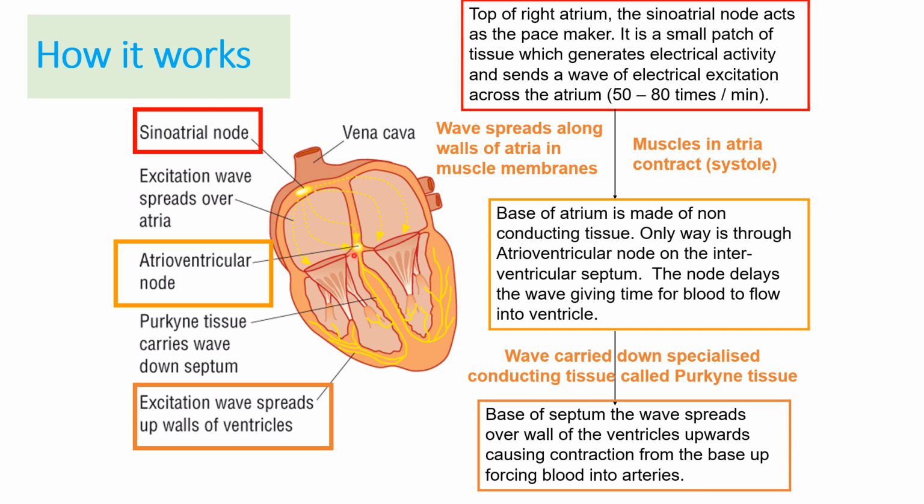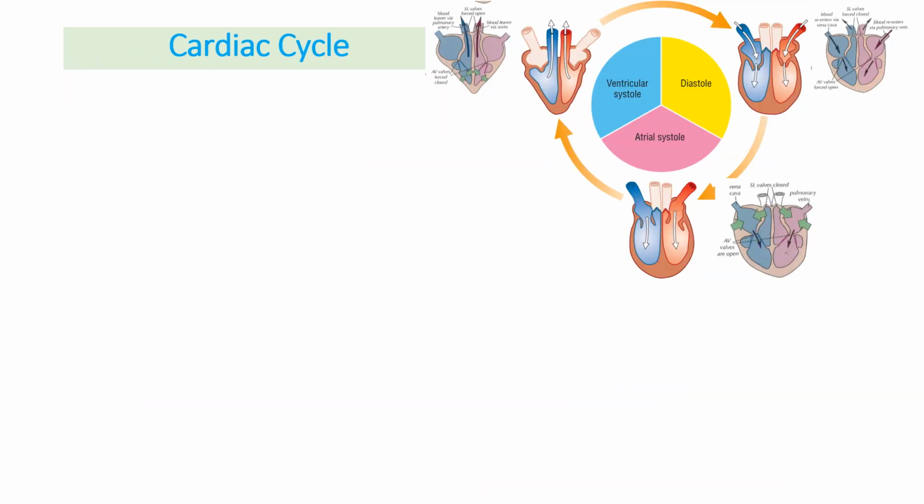This then has a delay which allows blood to empty from the atria into the ventricles before sending the electrical activity down the septum of the heart, down a specialized tissue called the Purkinje tissue. It reaches the base of the heart and then goes up beside the heart where the contraction starts, and it pushes the blood up and out of the ventricle. This is all part of something called the cardiac cycle.